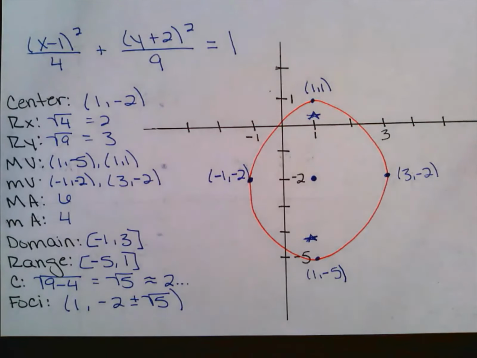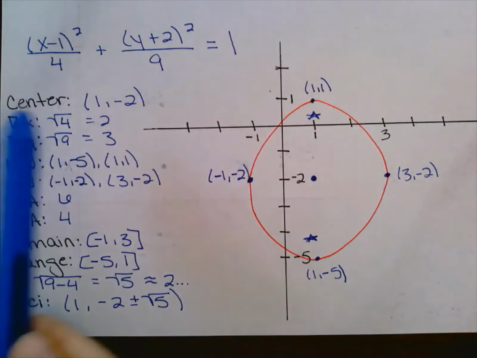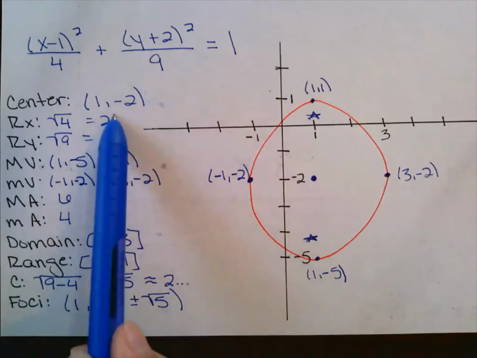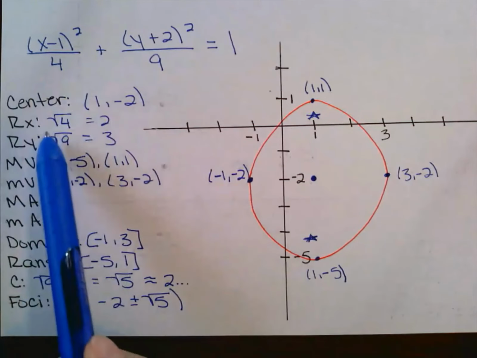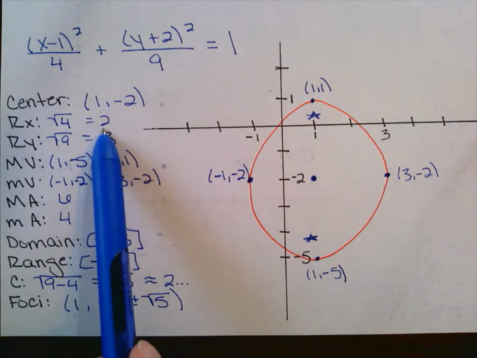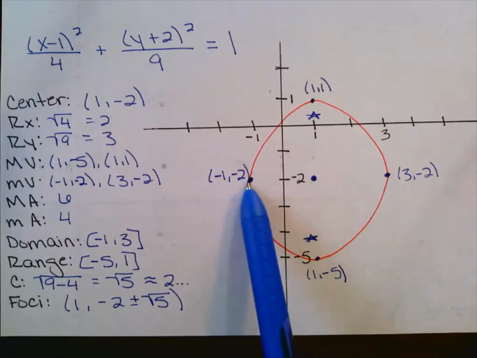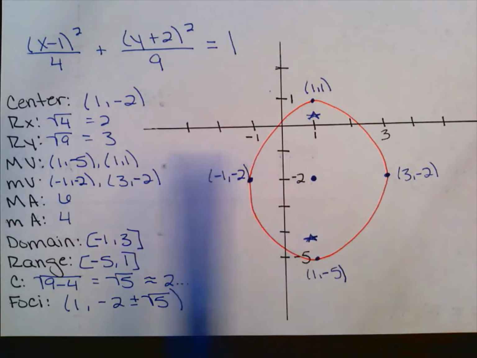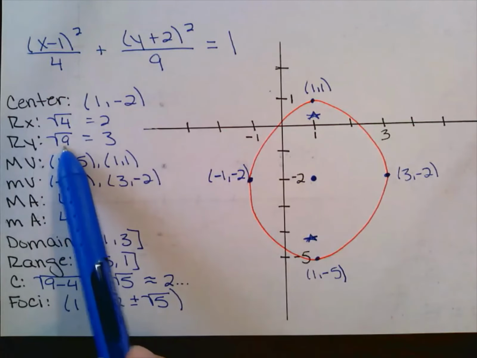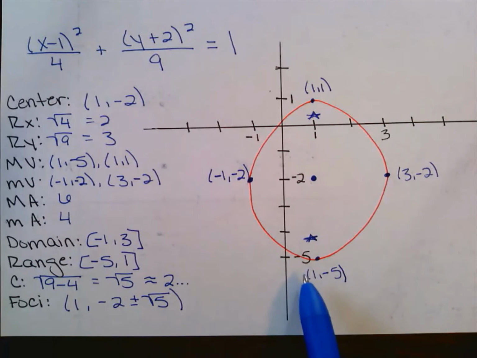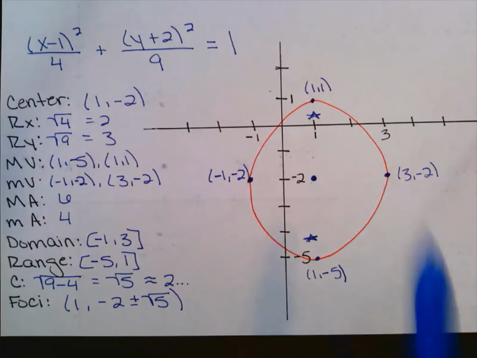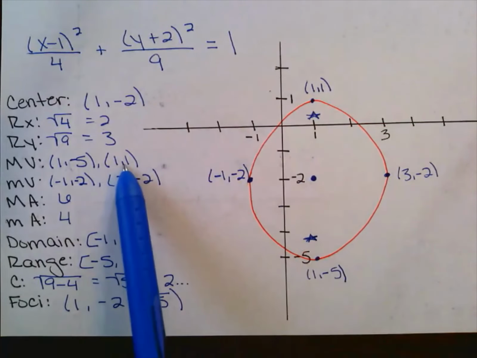All right, let's take a look at the answer to this and compare it to your work. My center was at 1, negative 2, drawn right here. Underneath my x, I had a 4, so the radius is the square root of that, a 2. So on my x's, I went 2 to the left and 2 to the right. Underneath my y, I had a 9, so the radius is a 3. I went 3 up on the y and 3 down on the y, giving me my major vertices down here of 1, negative 5, and up here of 1, 1.